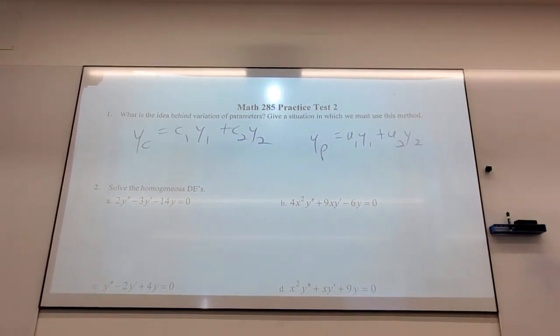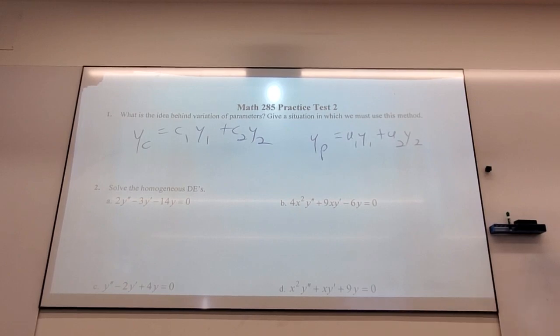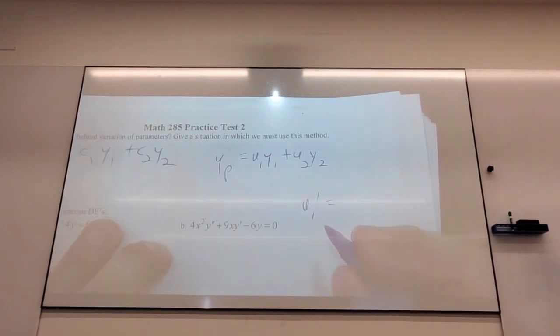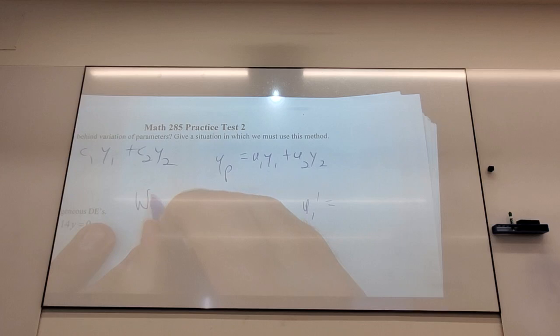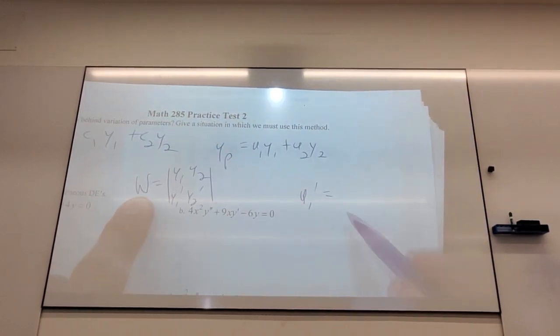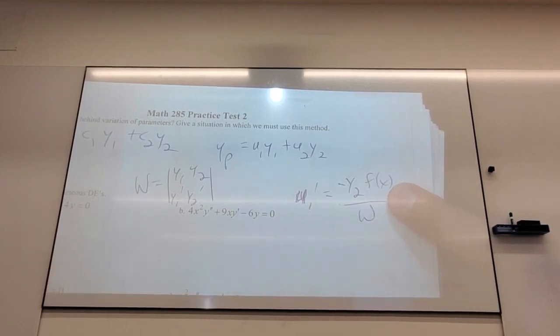I'm going to ask you at least one, if not two, conceptual questions, everybody's favorite. Does anyone remember, and hopefully you do because you need to, what U1 prime is in terms of all this stuff? So here, what's the Wronskian going to be for this problem? Y1, Y2, Y1 prime, Y2 prime, which is what it always is. That's what the Wronskian's defined to be. So now that I have W defined, what would U1 prime be? Negative Y2 F of X over the Wronskian. Now real quick, the F of X is the part where people make the most mistakes.